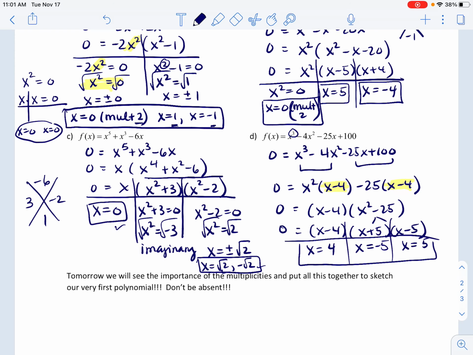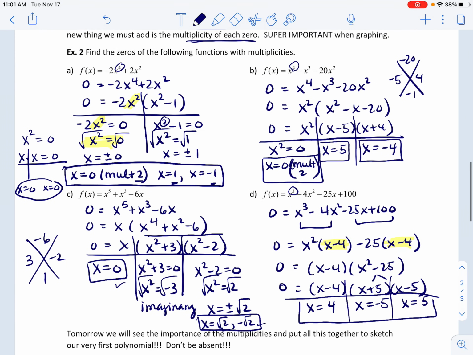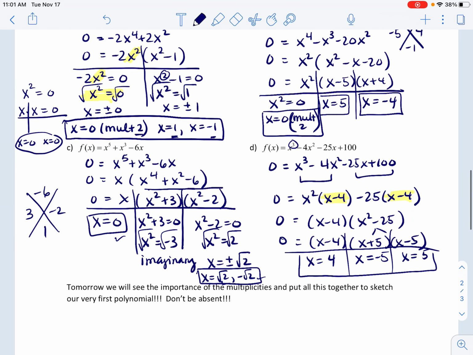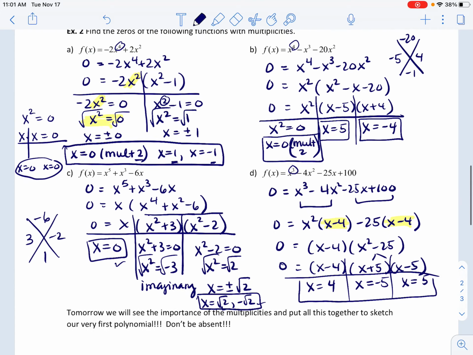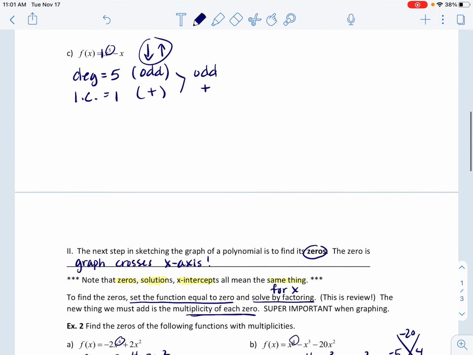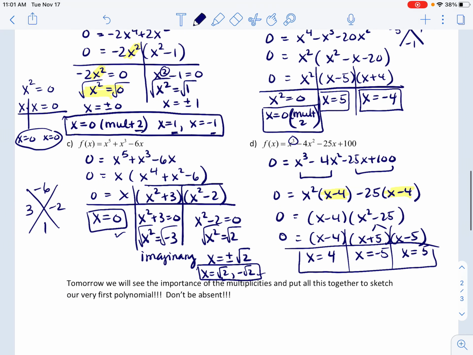Before we get to graphing these, it's super important that you know how to find these zeros, because that's probably the biggest math thing that you have to do when you're graphing. So practice your even and odd and your end behavior, and then practice finding your zeros, and then we're going to put it all together and actually make a graph. All right, hope you enjoyed that.